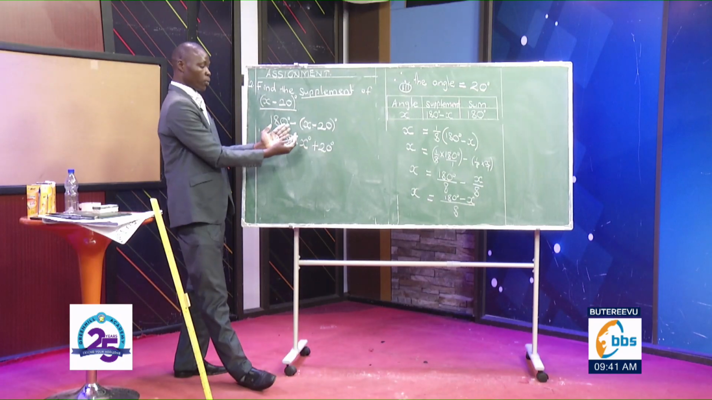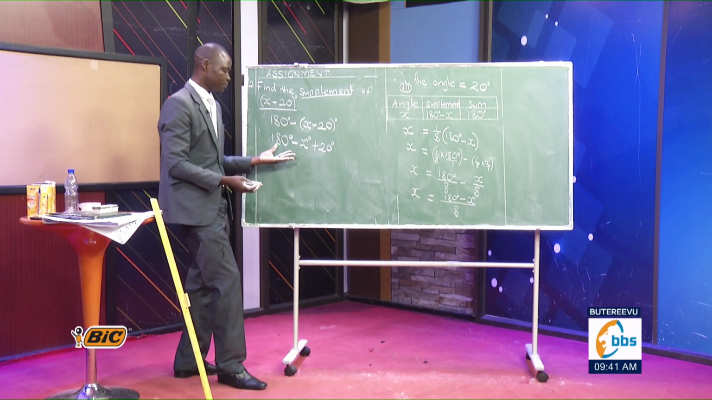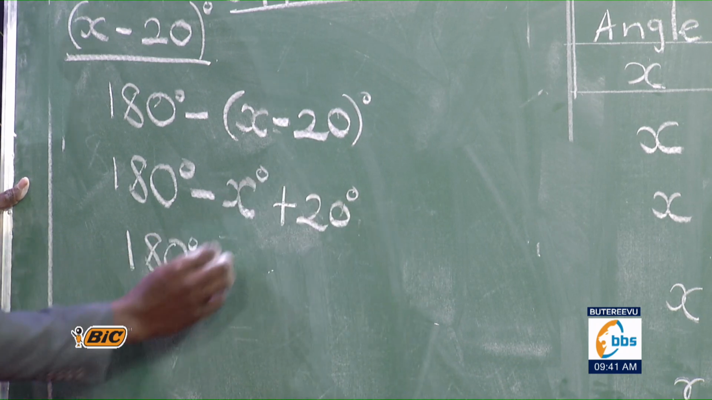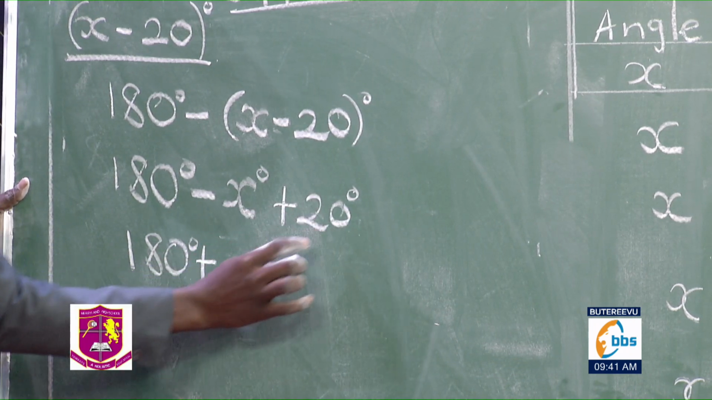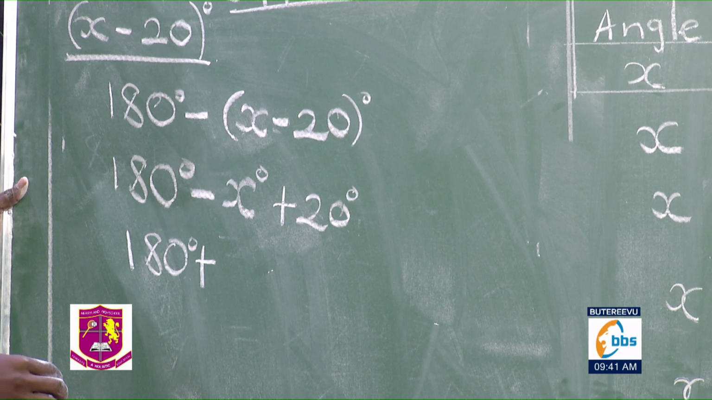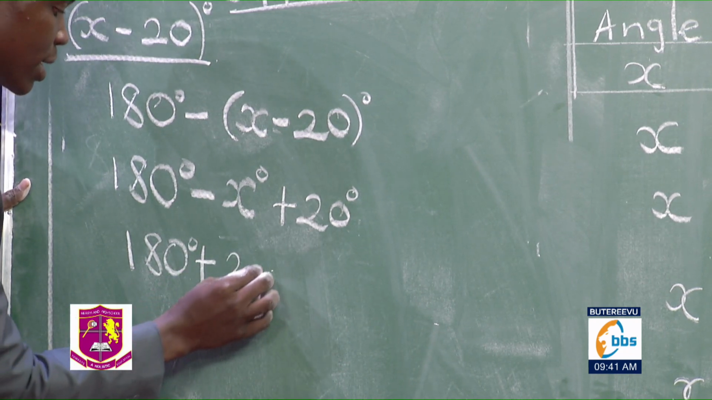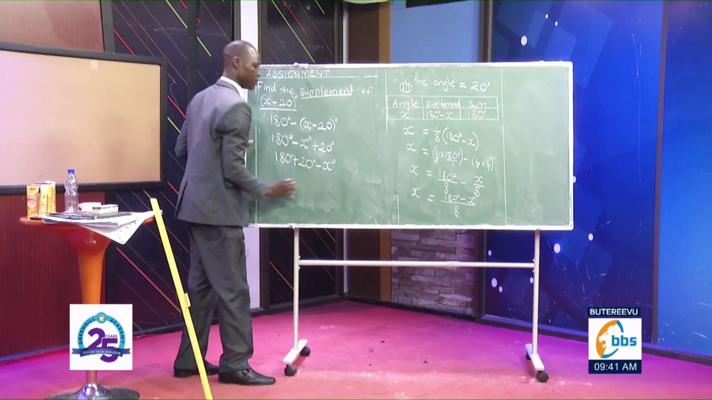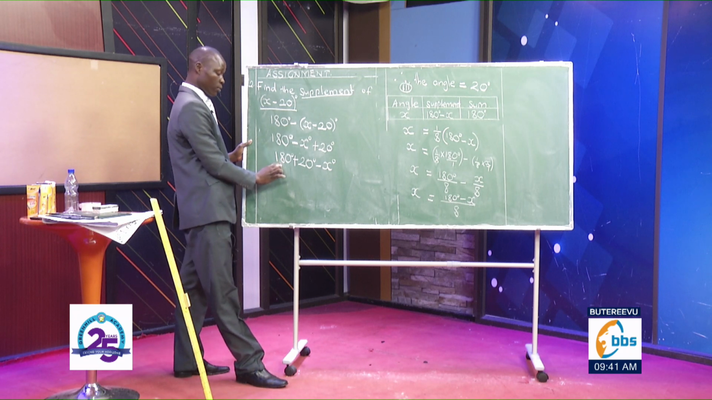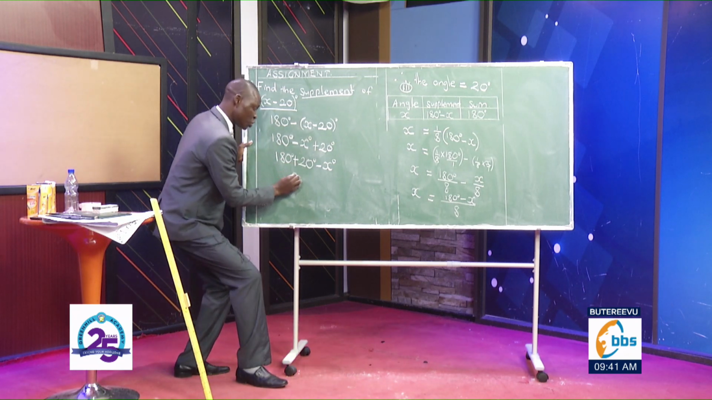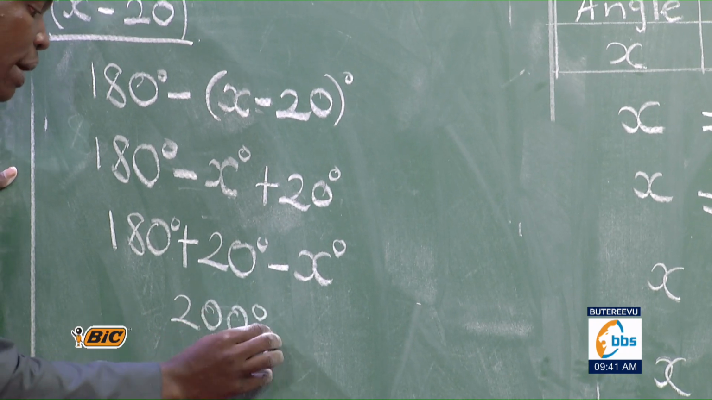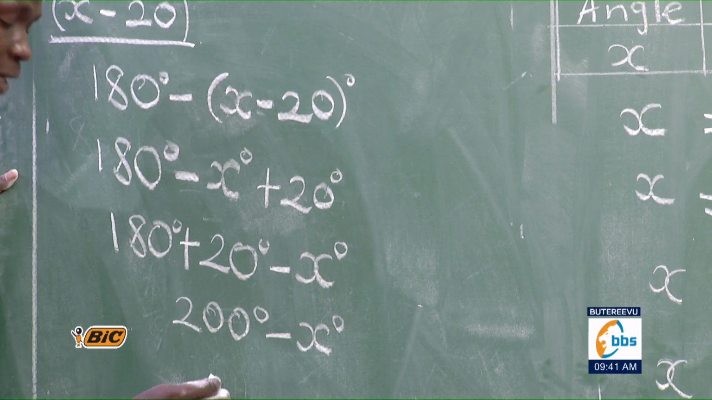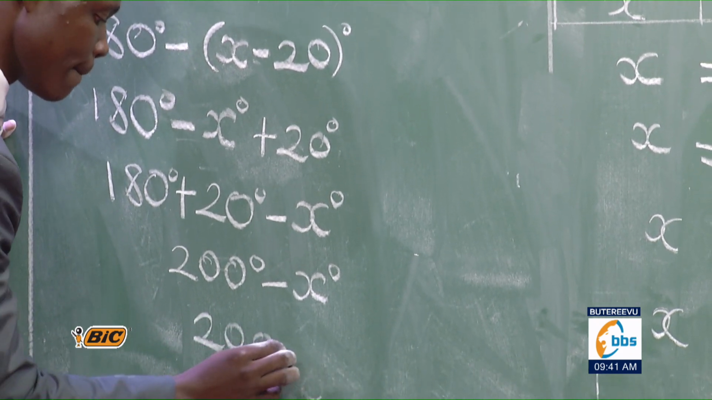And from here, you gather or collect your like terms. 180 degrees plus, because this is plus 20. In algebra, every term moves with its sign. Plus 20 degrees. Then this is minus x degrees. So when you get 180 degrees plus 20 degrees, you will get 200 degrees minus x degrees. You can summarize by saying this is now 200 minus x.